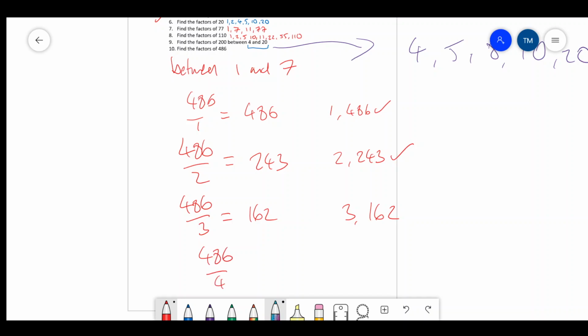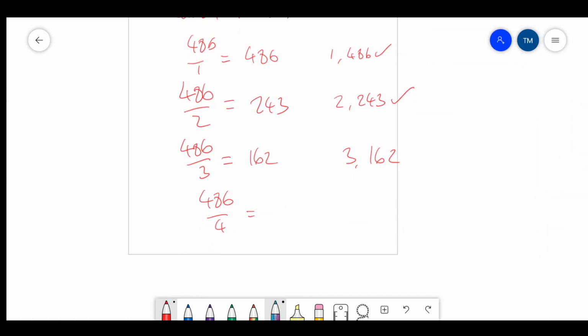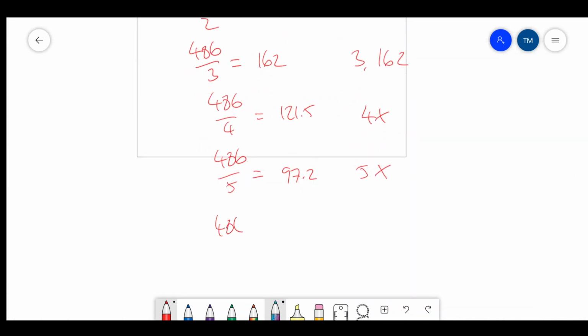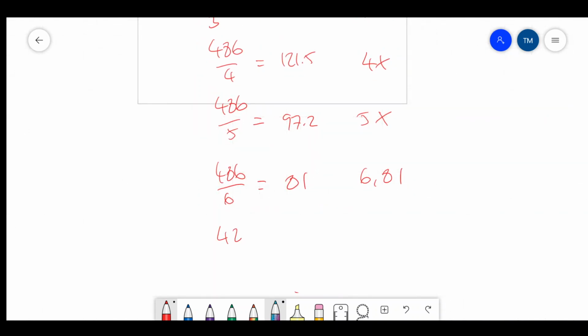486 divided by 4, which is equal to 121.5. So 4 is not a factor. 486 divided by 5 is equal to 97.2. So 5 is not a factor. 486 divided by 6 is equal to 81. So 6 and 81 are factors. And 486 over 7 is equal to 69.43. So therefore 7 is not a factor.